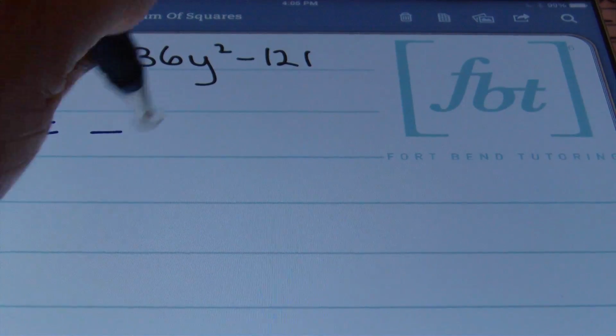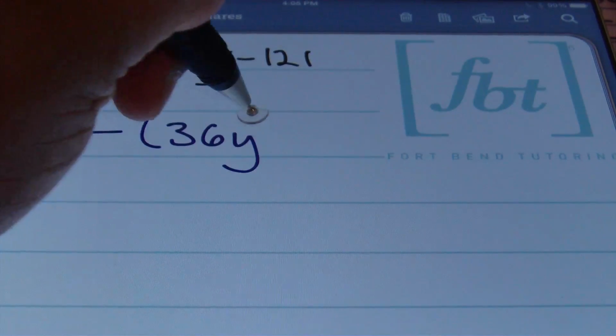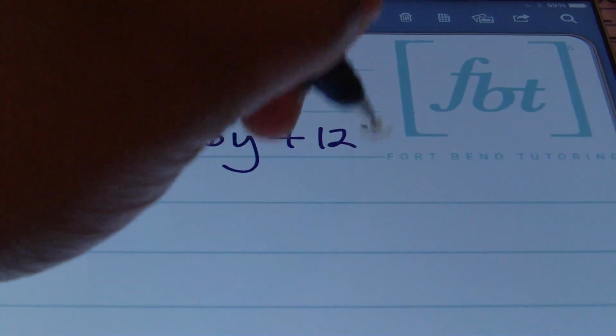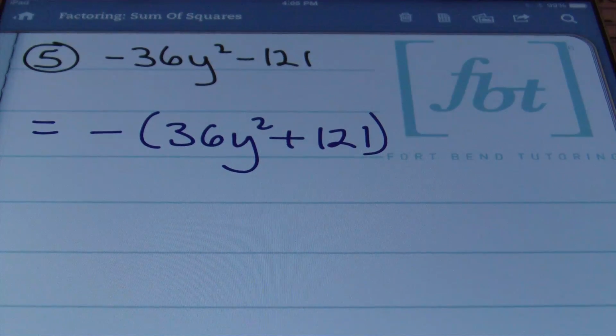So factoring out a negative, you'll end up with 36y squared plus 121. And in a normal algebra course, you know who you are, this is going to be the answer. There's nothing else you can do with that. And the answer would not be prime because you were able to factor out a negative 1. That's what your teacher would be looking for. Let's go ahead and box that up.